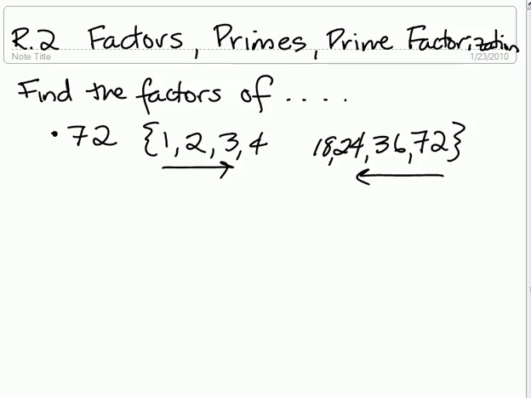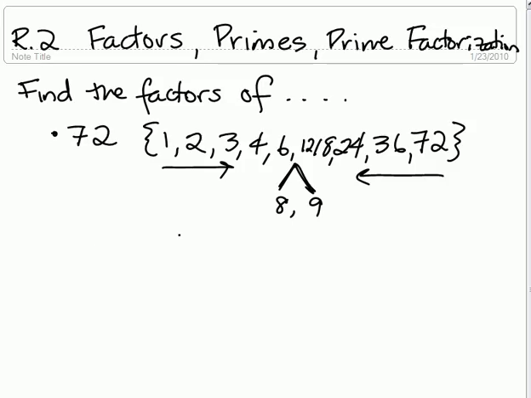And does 6, I'm running out of room here. Does 6 go into 72? Yes, it does, and it goes 12 times. Now, our ends haven't met, so I'm going to have to squeeze some guys in here. Does 7? Well, we don't know. No, 7 doesn't go into 72. You can kind of divide that out and say, nope. Does 8? Oh, yeah. 8 goes in there, and its partner is 9.